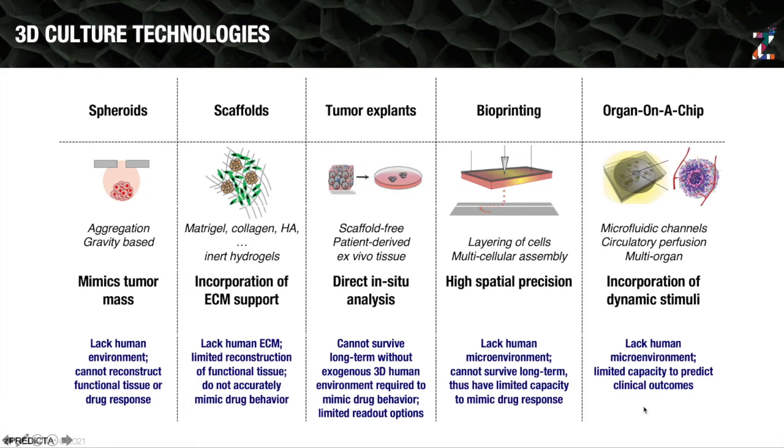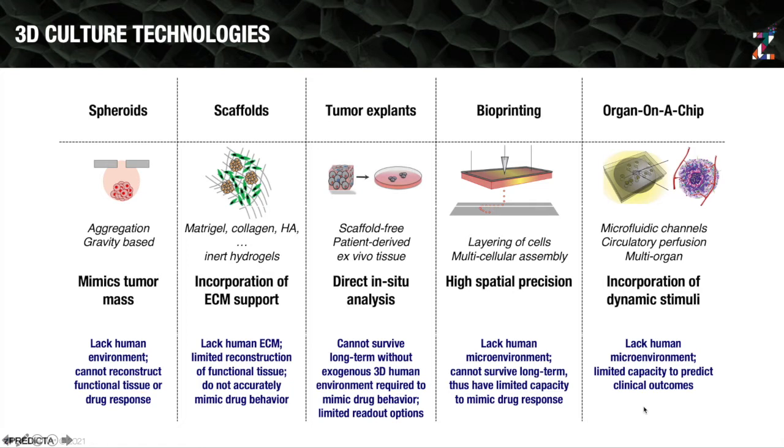Then there are a number of systems that utilize various scaffolds, from natural proteins such as Matrigel, collagen, hyaluronic acid, and various other molecules, to inert hydrogels and various other synthetic materials. The great thing about these methods is that they do incorporate the ECM, the extracellular matrix, but again, these often lack the human environment and the tumor-specific environment. It's more of a one-size-fits-all approach. And again, they don't mimic real drug behavior because these methods don't represent the tissue of interest.